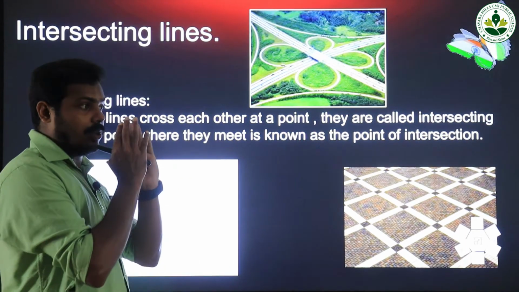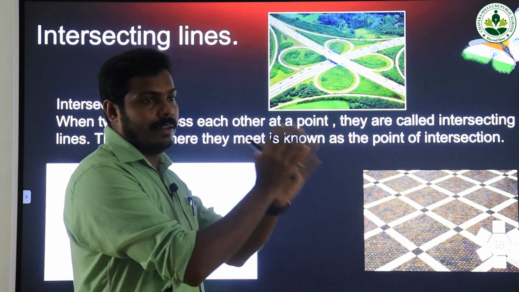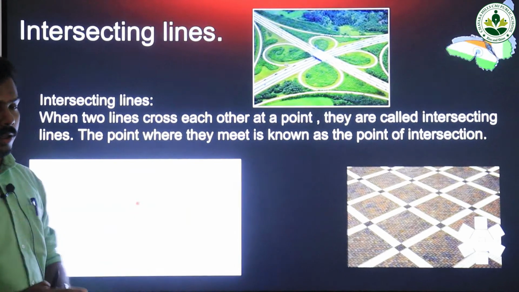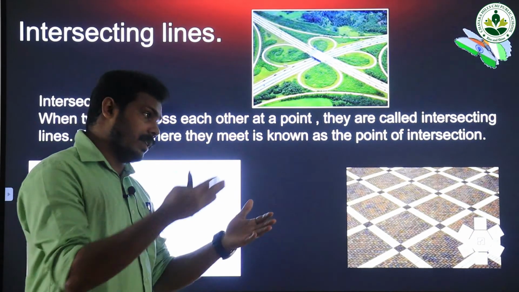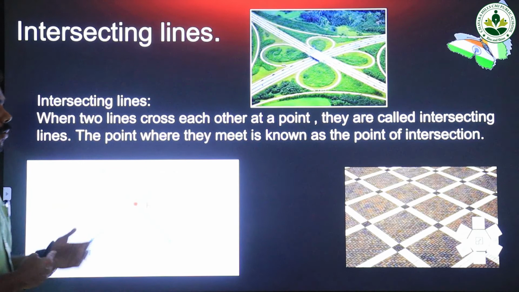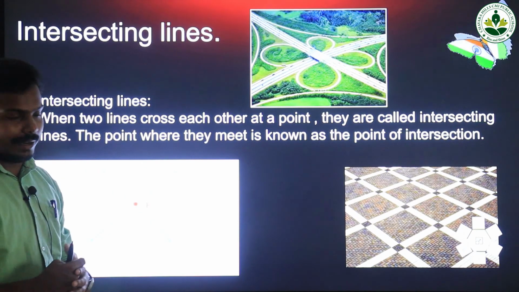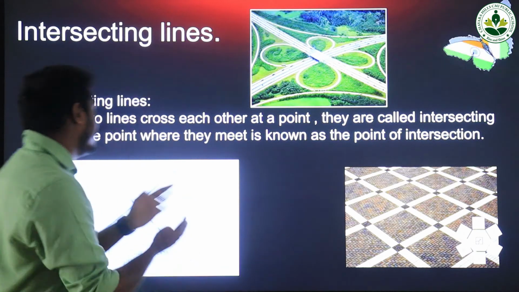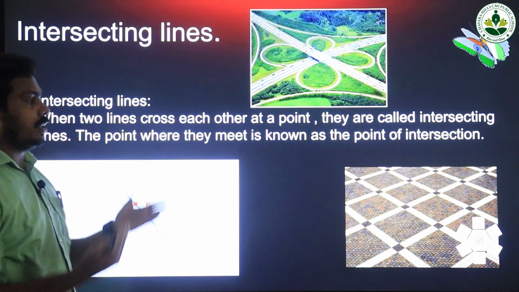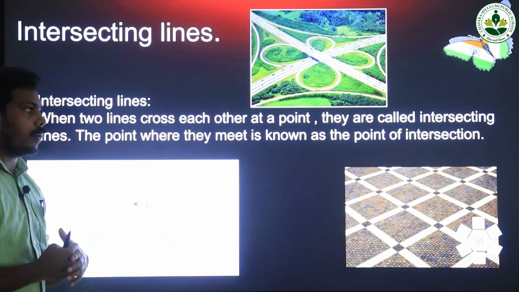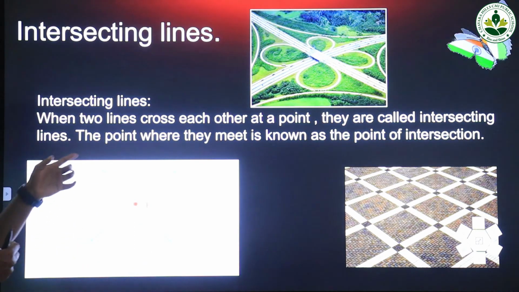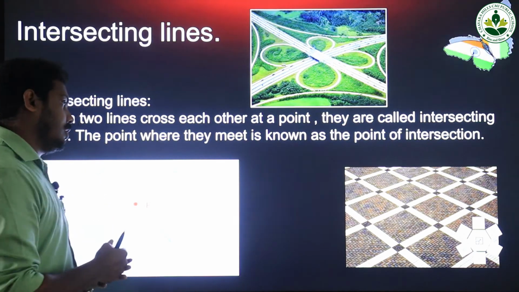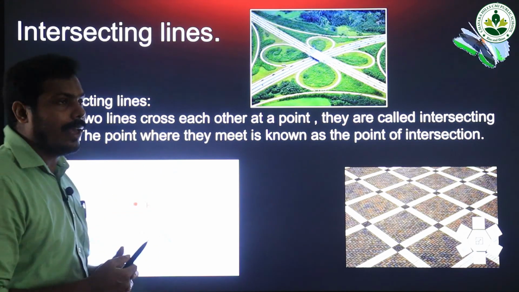When two lines go with the same distance, they are called parallel lines. They never meet at any point. If the lines meet at any point, then it is called intersecting lines, and the meeting point is called the point of intersection. When two lines cross each other at any point, they are called intersecting lines. The point where they meet is known as the point of intersection. Here you can see a lot of examples.